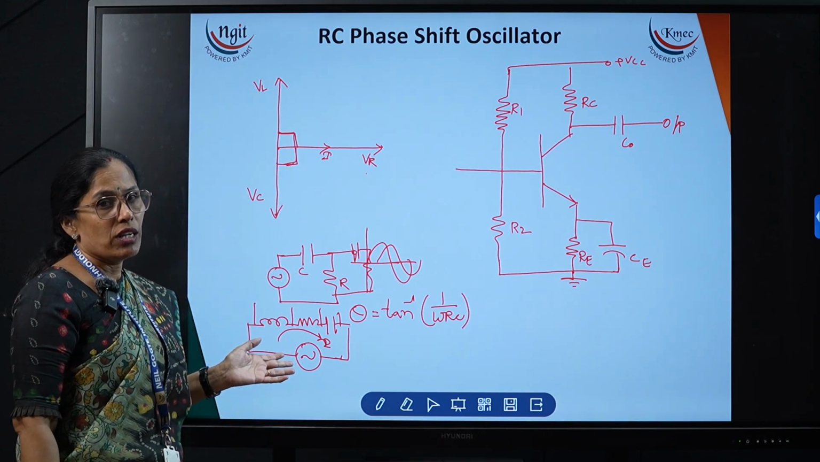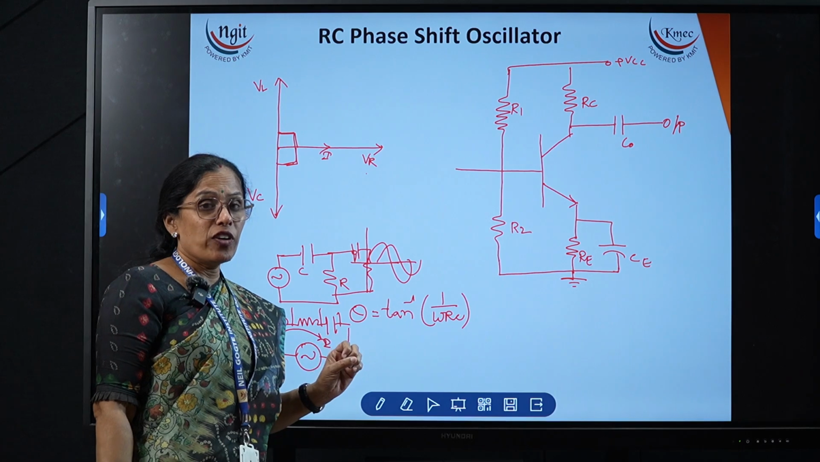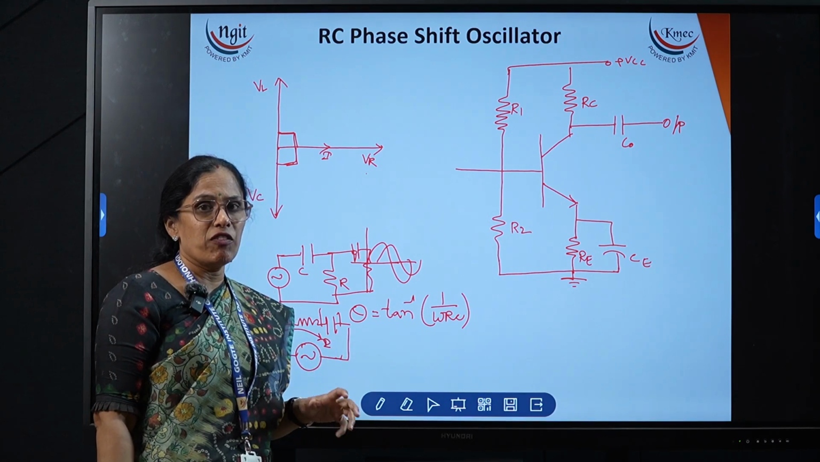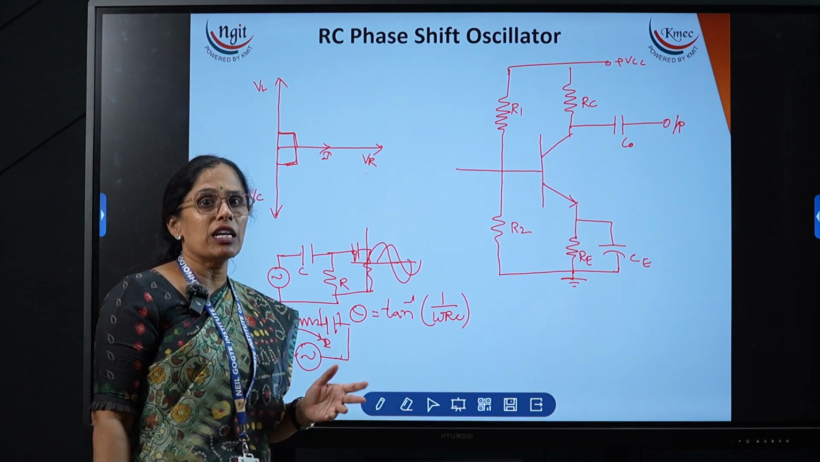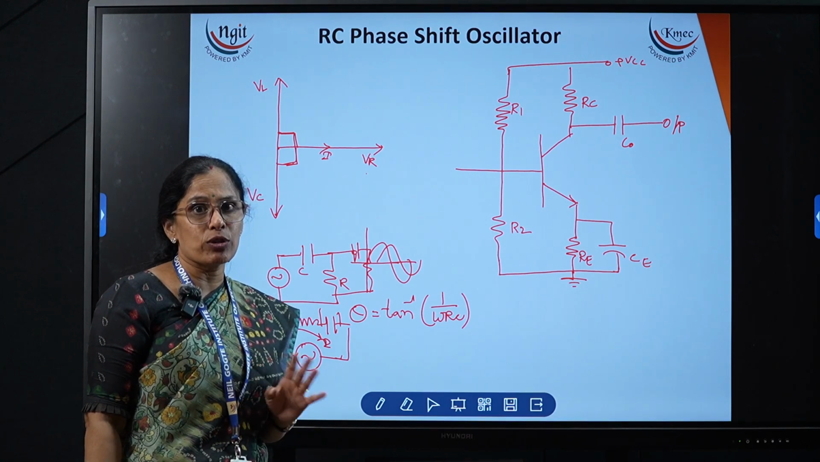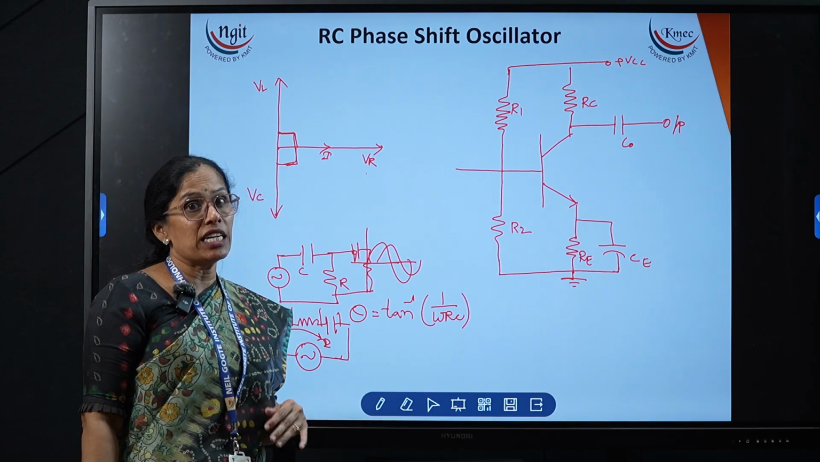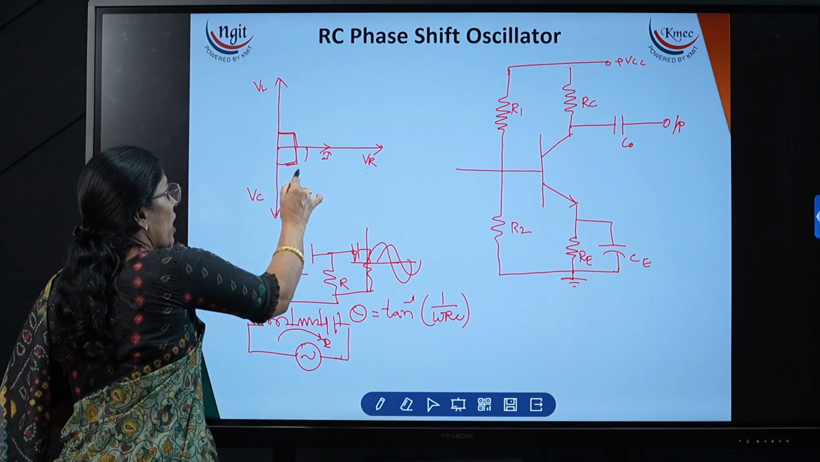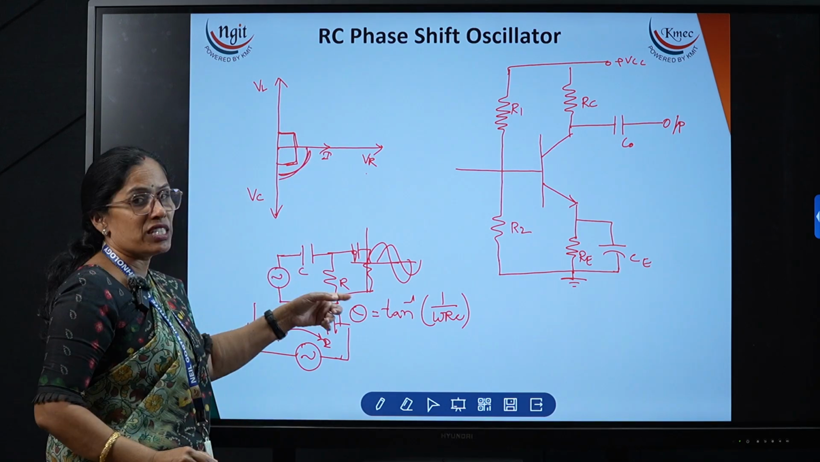Practically it is not possible. Why? Because every capacitor and inductor has some internal resistance, so it will not produce 90 degrees. Less than 90 degrees is possible, and any value in between can be obtained by choosing suitable R and C values.